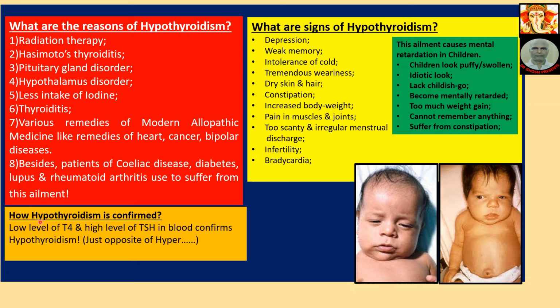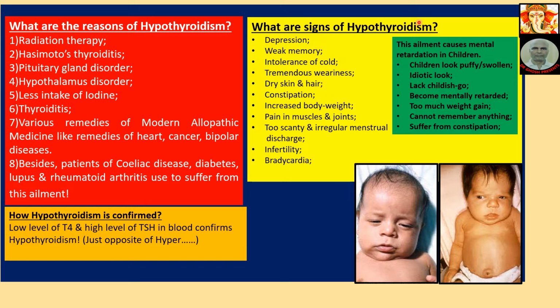Now, how is hypothyroidism confirmed? The same thing, just the opposite. A low level of T4 and a high level of TSH in blood confirms hypothyroidism. You have to remember this as a doctor when you go through some prescription of a doctor or some pathological report, you have to understand this thing.